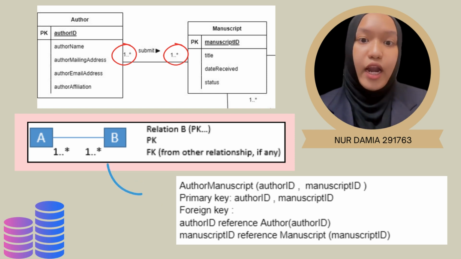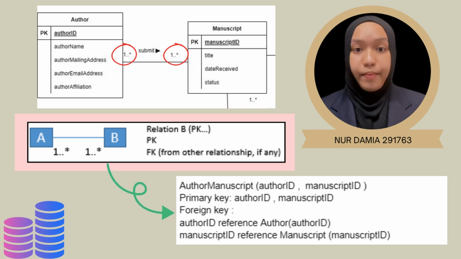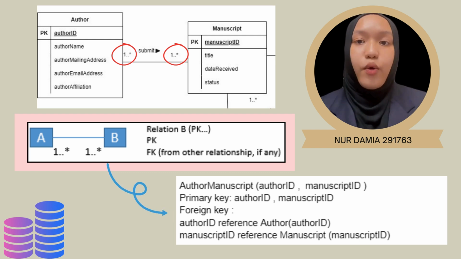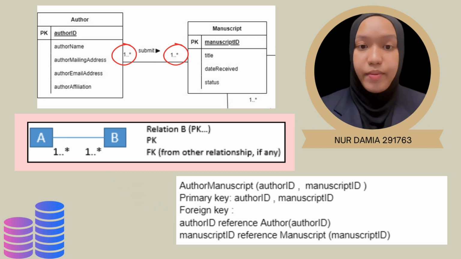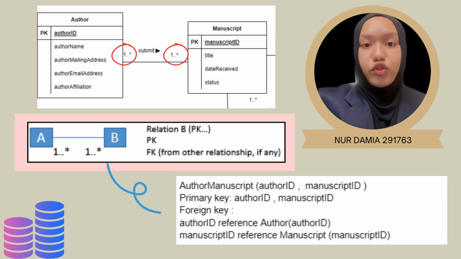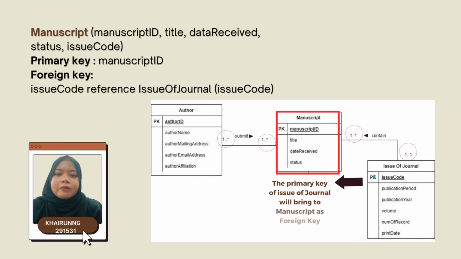This shows that author ID in author manuscript table is a foreign key that references the author ID in author table to give relationship between author and manuscript. While manuscript ID in author manuscript is a foreign key referencing the manuscript table to link author with a specific manuscript. For the table manuscript, the primary key is manuscript ID.